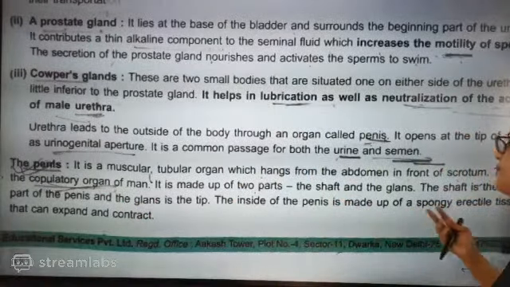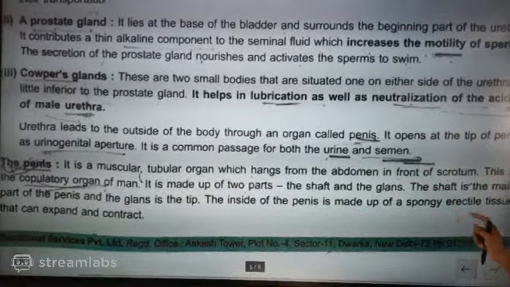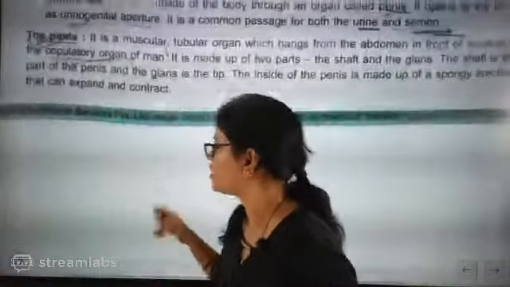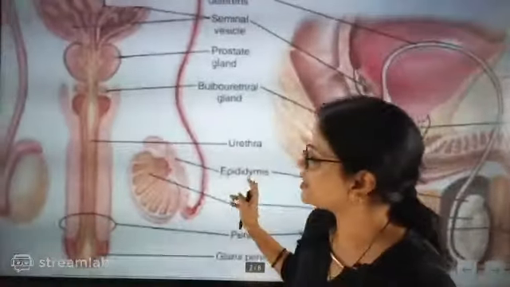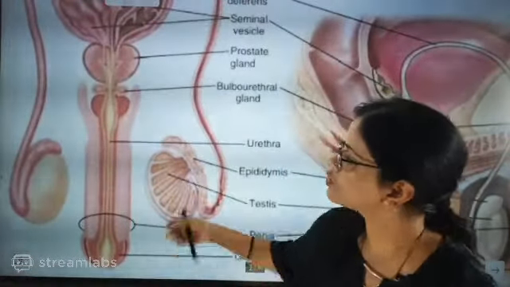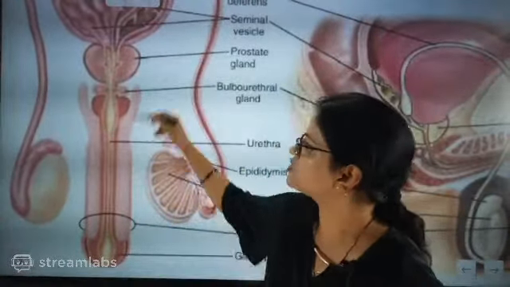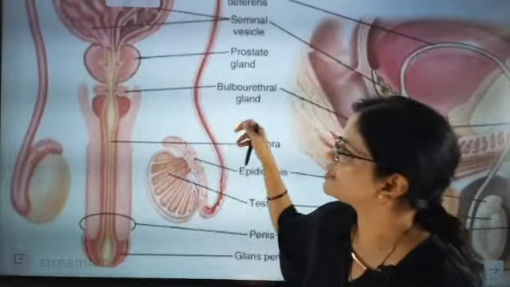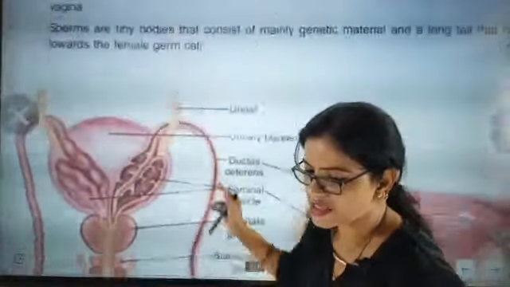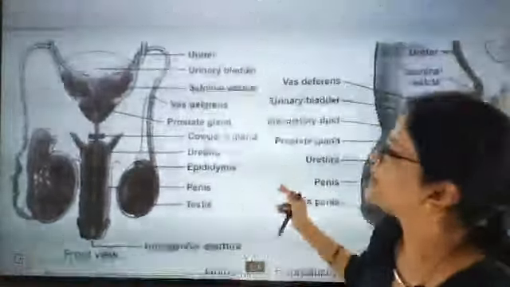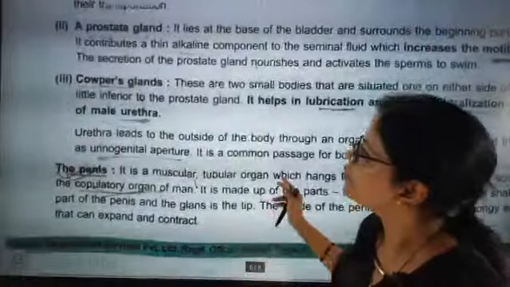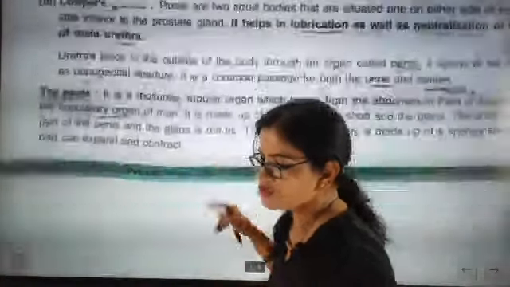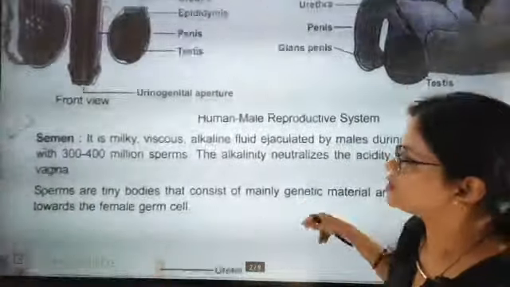The inside of the penis is made up of spongy erectile tissues and can expand and contract. So the penis can expand and contract, because erectile tissues are present inside it. The tip is called the gland. So I think the penis part is also over. Now we are going to talk about sperms.